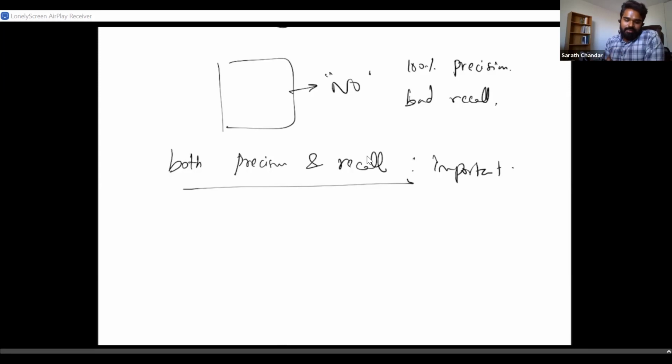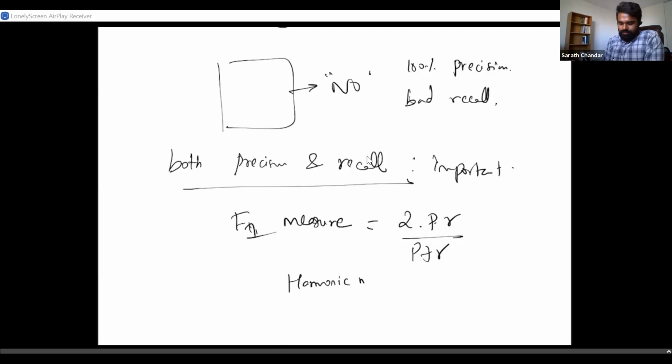Now there is another metric which captures both precision and recall, and it is known as the F1 measure. The F1 measure is simply the harmonic mean of precision and recall. So it's basically 2PR divided by P plus R, where P is the precision and R is the recall. If you have high precision and high recall, the F1 measure is going to be high. Similarly, if your F1 measure is high, it means you have both high precision and high recall. This is a very difficult metric to satisfy compared to just precision and recall.